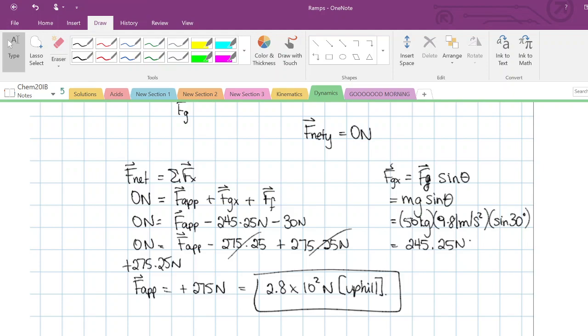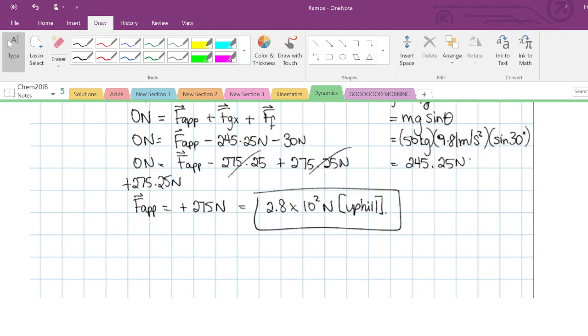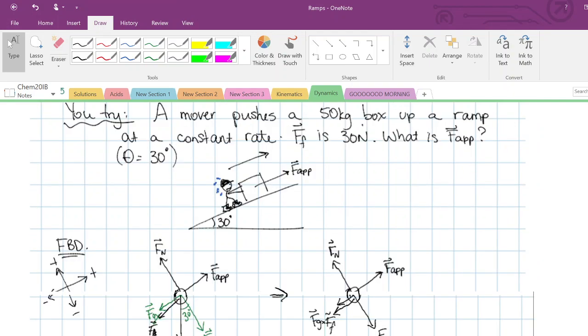If I rearrange and solve, I get that my force applied is positive 275 newtons, or 2.8 times 10 to the 2 newtons uphill. So that's a typical ramp problem. There's a couple of other scenarios that could arise that you'll see. We'll do a couple of examples in class, but we could mix one of these ramp problems with a pulley, for example. So maybe on this end we have a pulley and there's a mass down here that's going to cause this, kind of like the Fletcher's trolley, except now our trolley is on an incline, right? So there's a couple different scenarios that we can do, but that's the premise for it.